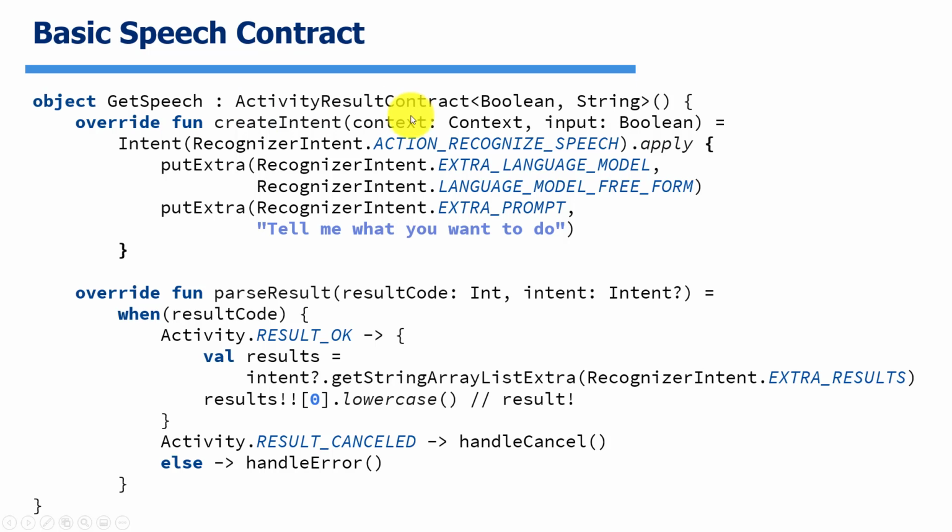We have seen doing this for the permission requests. There's a permission contract that we've set up, and we've used that before. But there isn't one specifically for recognizing speech, so I had to create one from scratch. This one has two arguments, the data coming in and the result coming back. Now for this particular one, we don't need any data coming in, so I'm just passing a Boolean to have something to pass. Yeah, I need a placeholder there.